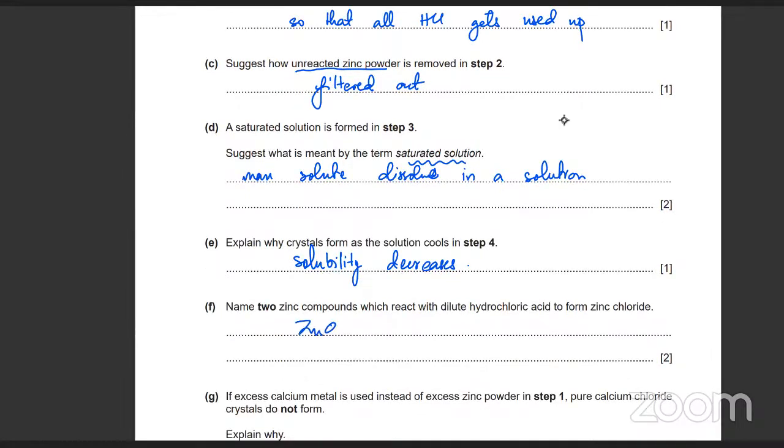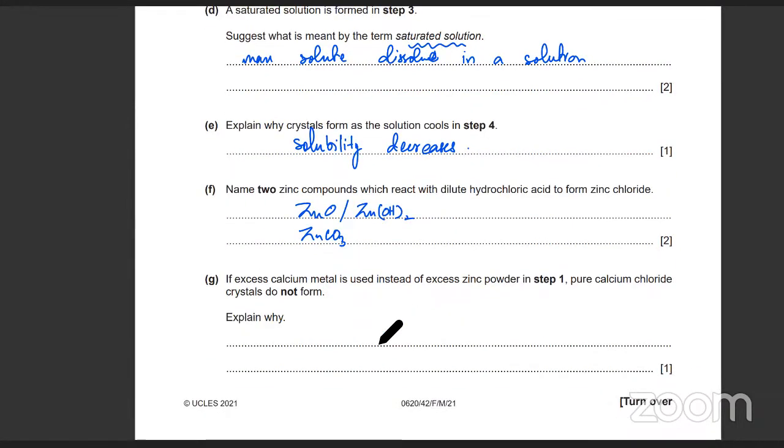Zinc oxide, zinc carbonate. You can also have zinc hydroxide as well. That could be one as well. As if excess calcium metal is used instead of excess zinc powder in step 1, pure calcium chloride crystals do not form.